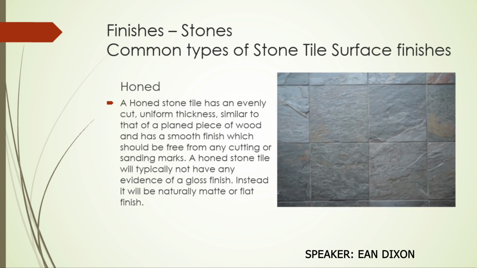Common types of stone tile surface finishes. Honed. A honed stone tile has an evenly cut, uniform thickness similar to that of a plain piece of wood, and has a smooth finish which should be free from any cutting and sanding marks. A honed stone tile will typically not have any evidence of a gloss finish. Instead, it will be naturally matte or flat finish. Here's an example of honed.